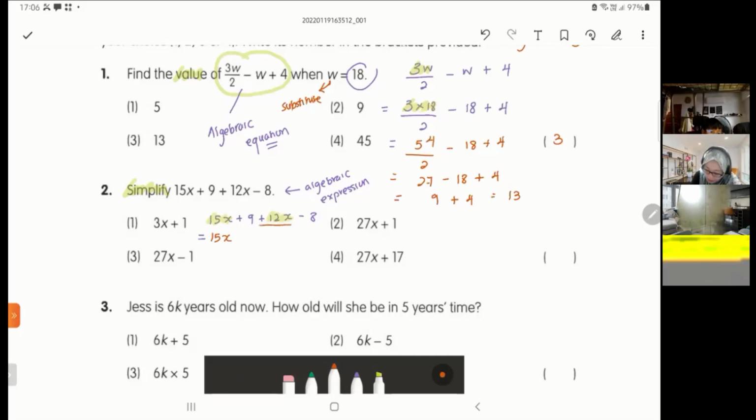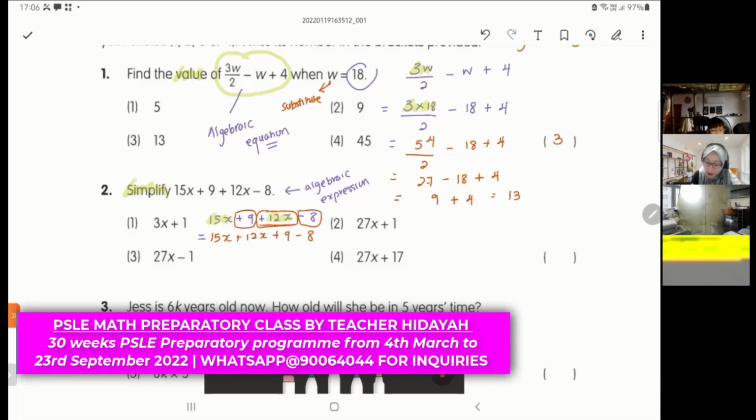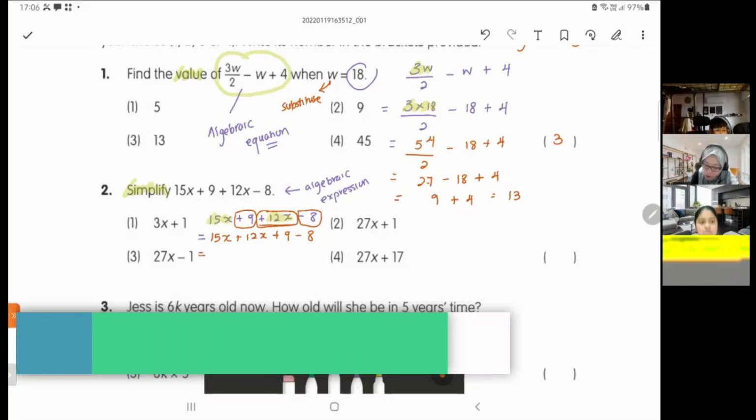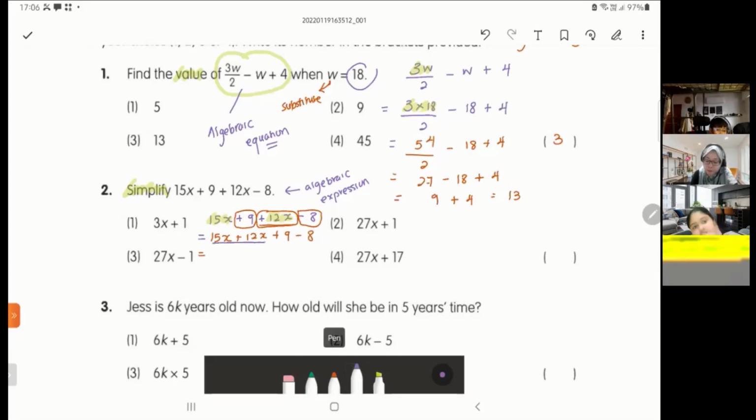15x, and then here, the plus belongs to the 12x. Plus 12x plus 9 minus 8. So if you look at it, each of them has their own sign. Can you see? Each of them belongs to one of the signs. Okay, so equals to, then you solve this one first. 15x plus 12x will be 27x. Then plus, copy down, 9 minus 8 is 1, equals to 27x plus 1.